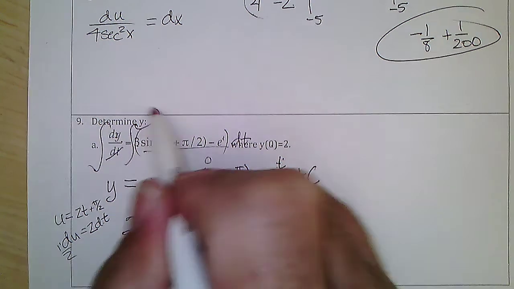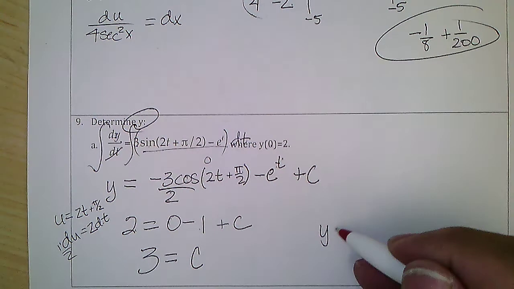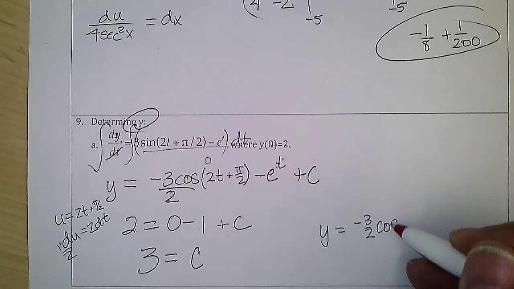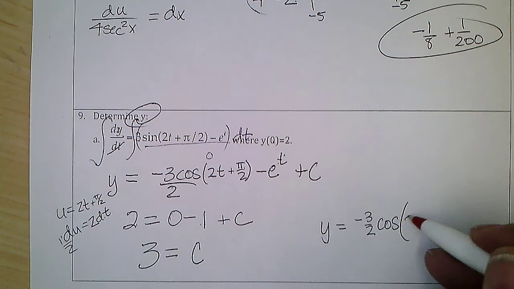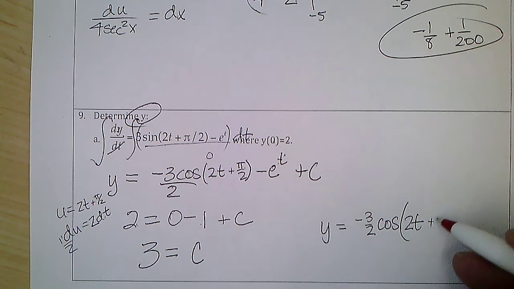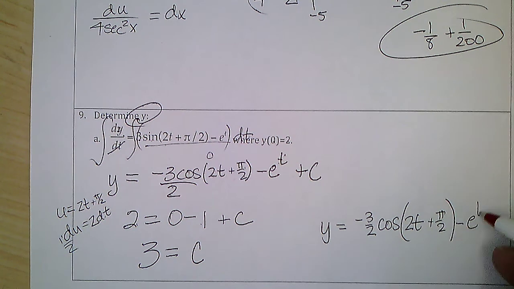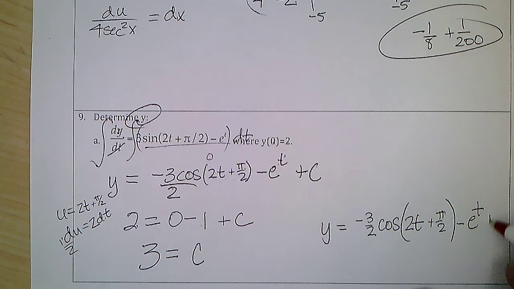So what does y equal? Y equals negative 3/2 cosine 2t plus pi over 2 minus e to the t plus 3.